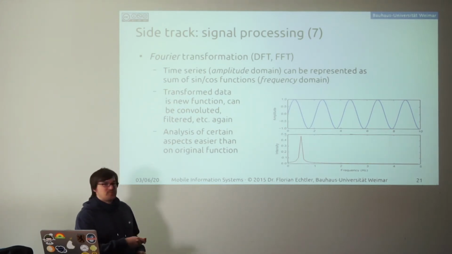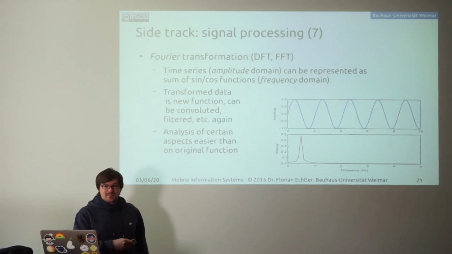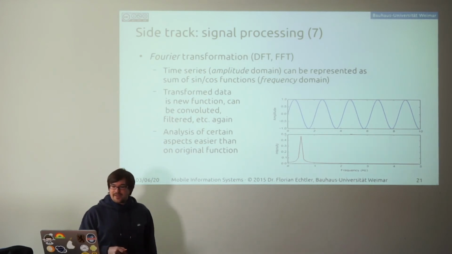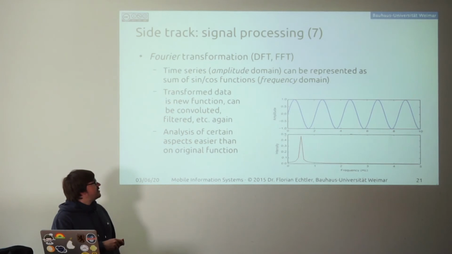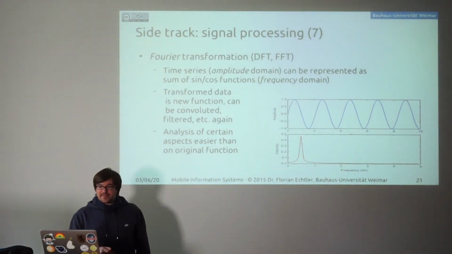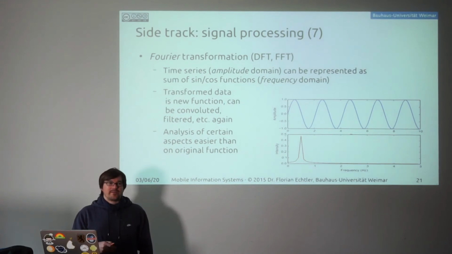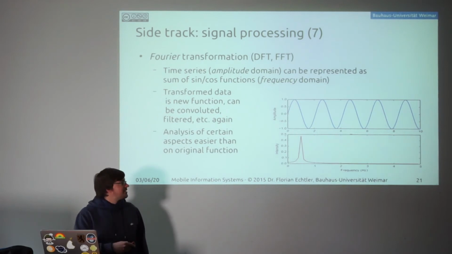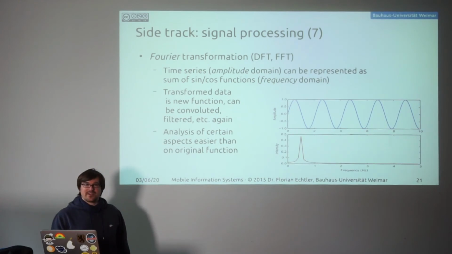So both of these represent the same function, just here as a time domain function and here as a frequency domain function. And you can already see that the main frequency of that signal is probably 0.5 hertz, so one cycle every 2 seconds. The important thing is that this frequency domain representation is also just a function that you can then filter again, convolute, threshold, and so on.